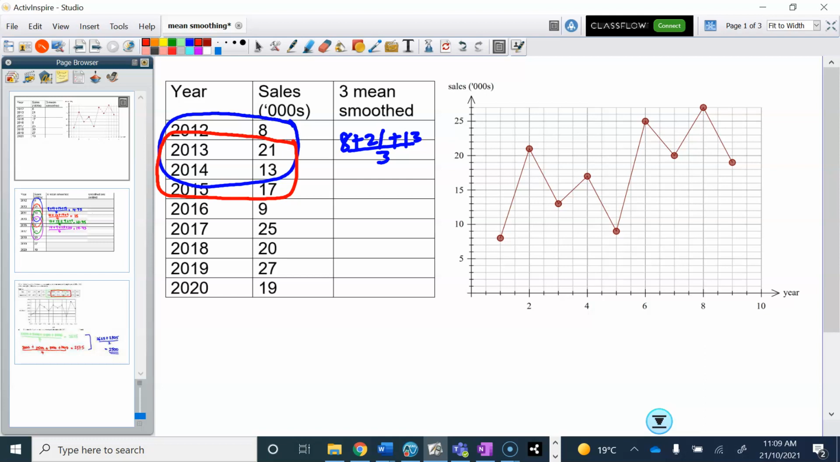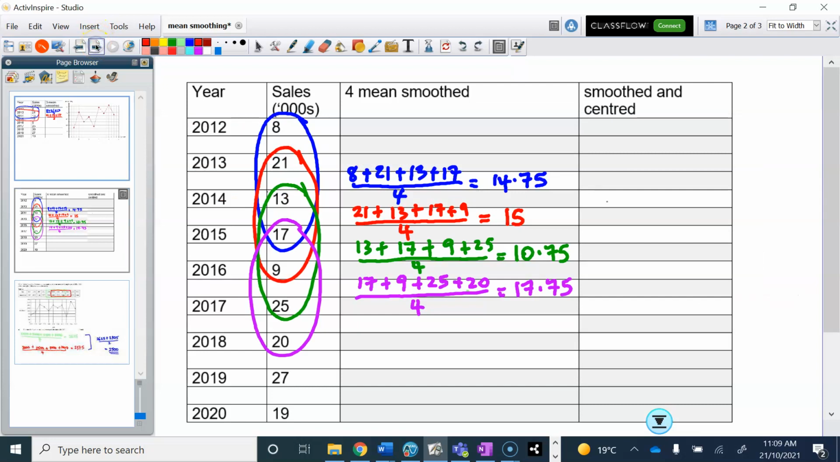For the second smoothed point, we would look at the second 3 years. Obviously, the middle of those 3 years, the midpoint there, would relate to 2014, and to do the calculation for the data point there would be 21 plus 13 plus 17 divided by 3. So very easy and straightforward if it's an odd number. It's a little bit more calculation involved if it is an even number, because we do need to center the data then as well.